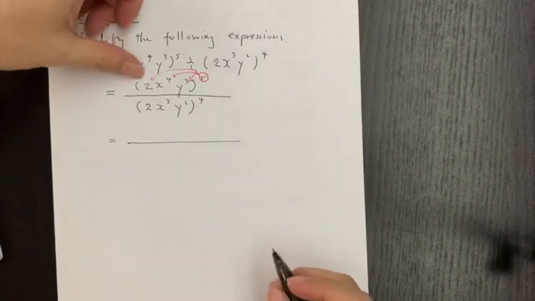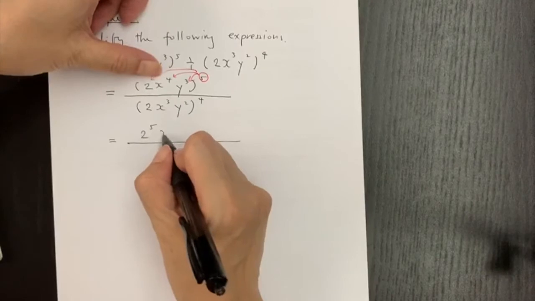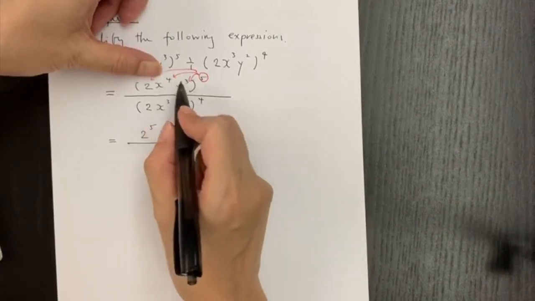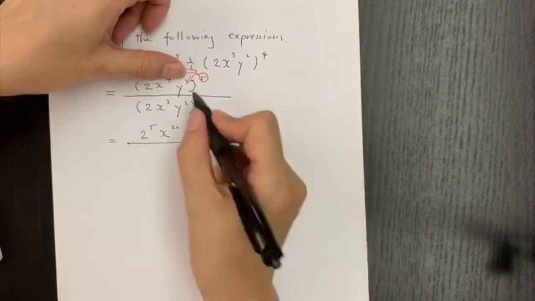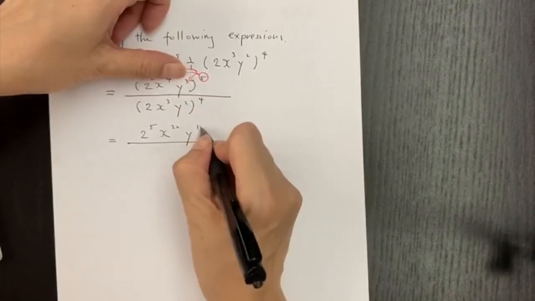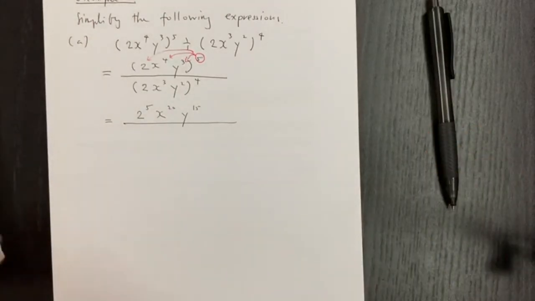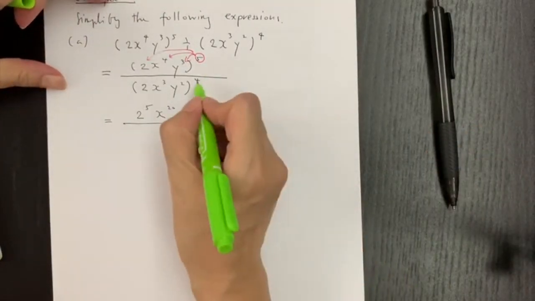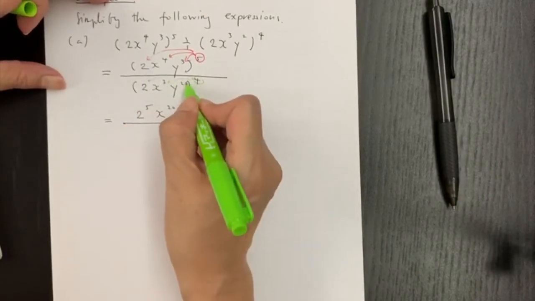So therefore I will have 2 to the power 5, and then x, 4 times 5, that will be 20. And then y, that is 3 times 5, that is 15. All right. And also at the bottom, this is to the power 4. And don't forget, we do this to all of them.